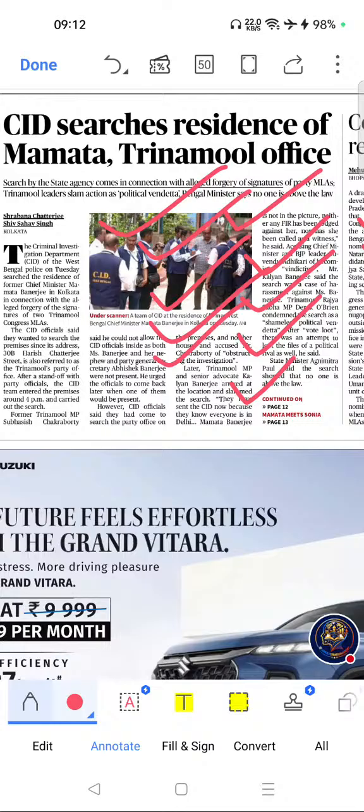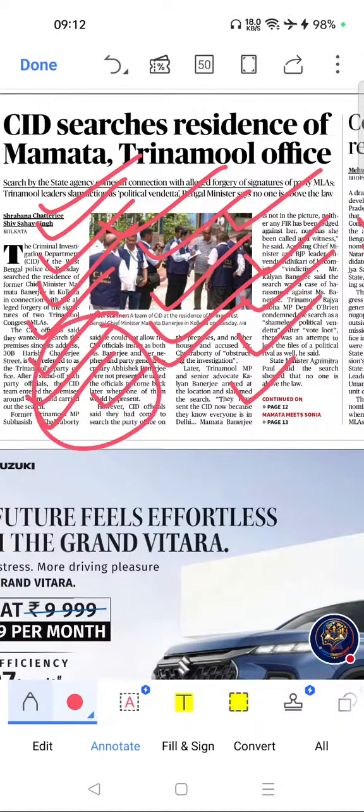The key themes related to this topic are rule of law, investigative agencies, criminal investigation, accountability in governance, federal administrative structure. The possible question areas from this topic are CID versus CBI, state police powers, criminal investigation procedures, and constitutional principles of equality before law. These are the possible question areas from this topic. Please go through this one.